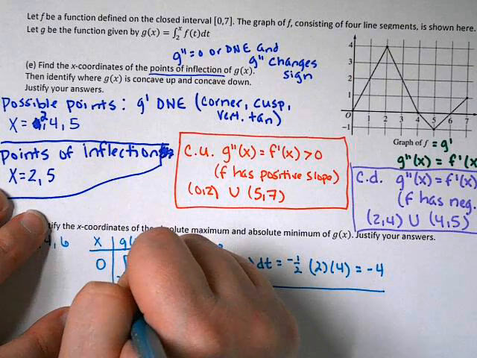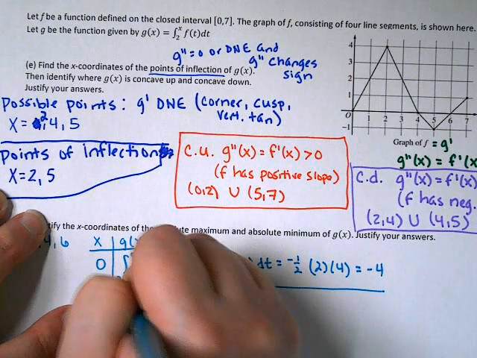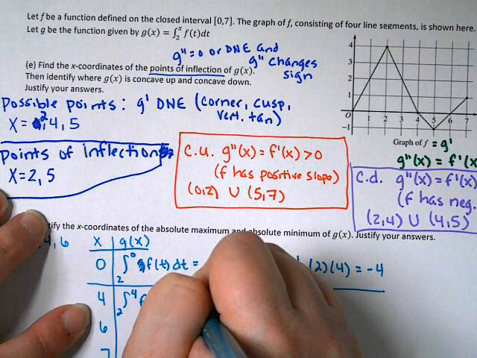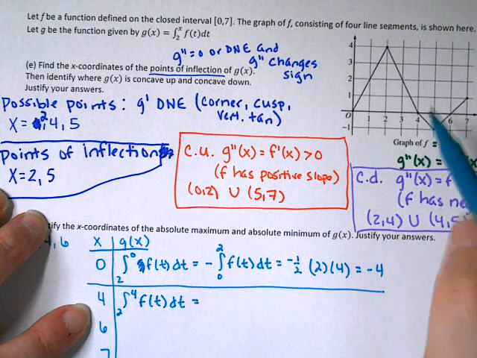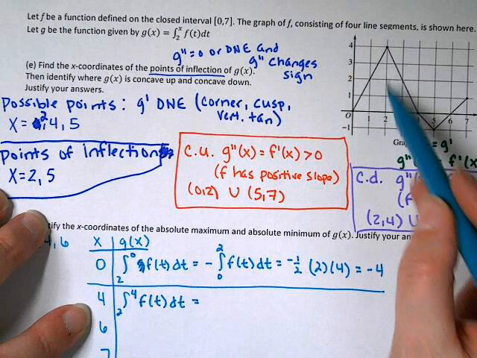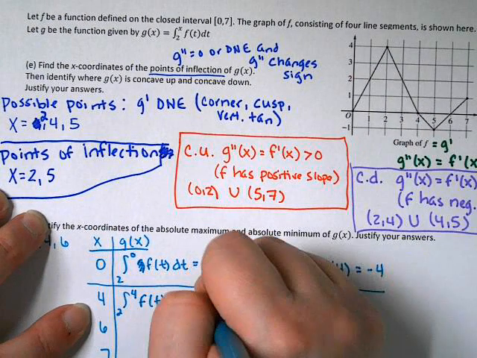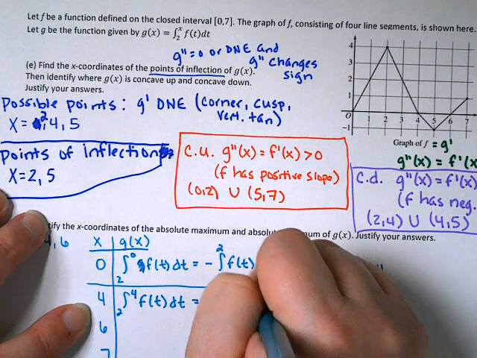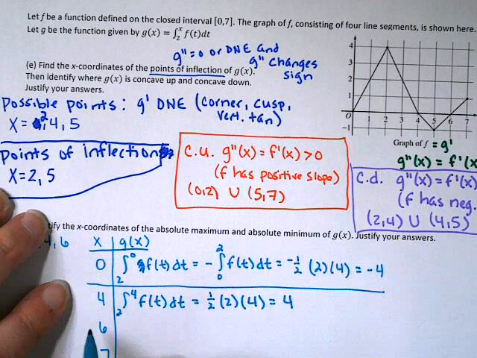And then to plug in 4, I'm going to do the integral from 2 to 4 of f of t dt. So again, that's just another triangle from 2 to 4. So it's 1/2, the base is 2, and the height is 4. So I get an answer of 4.